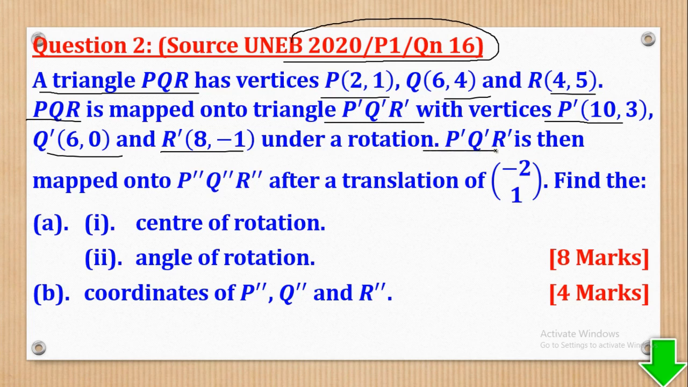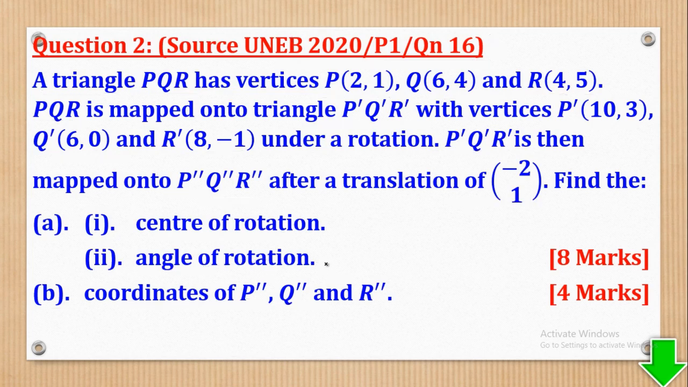So P prime, Q prime, R prime is then mapped onto P double prime, Q double prime, R double prime after a translation of this. Find Roman 1 the center of rotation, and Roman 2 the angle of rotation. Then part B, the coordinates of P prime, Q prime, P double prime, Q double prime, and R double prime. So here they have given us the object and the image, and we need to get the center and angle of rotation.